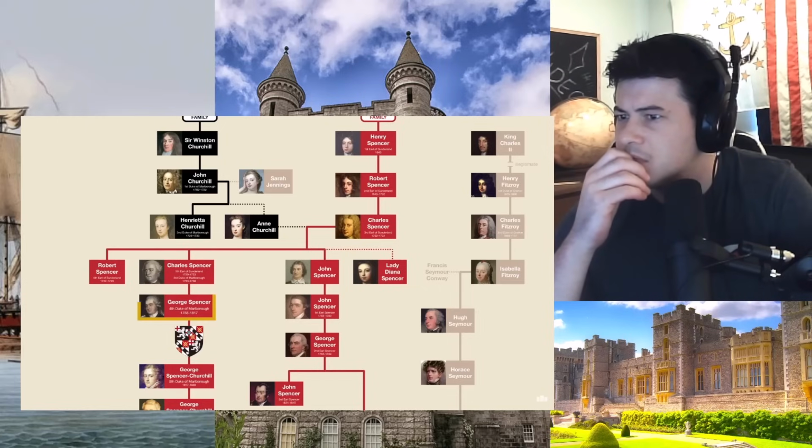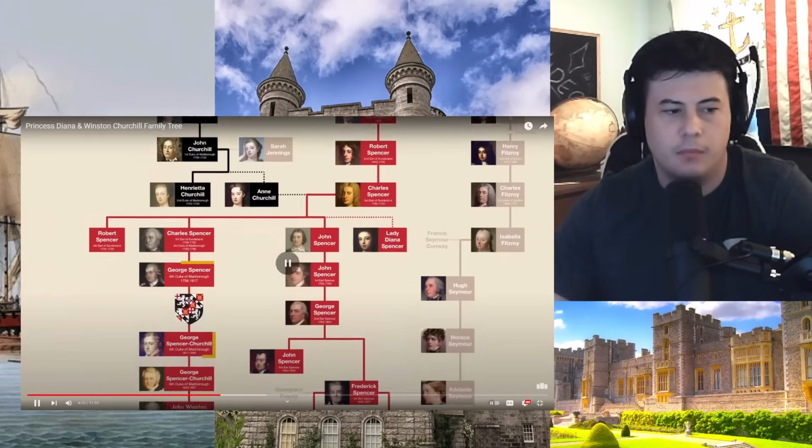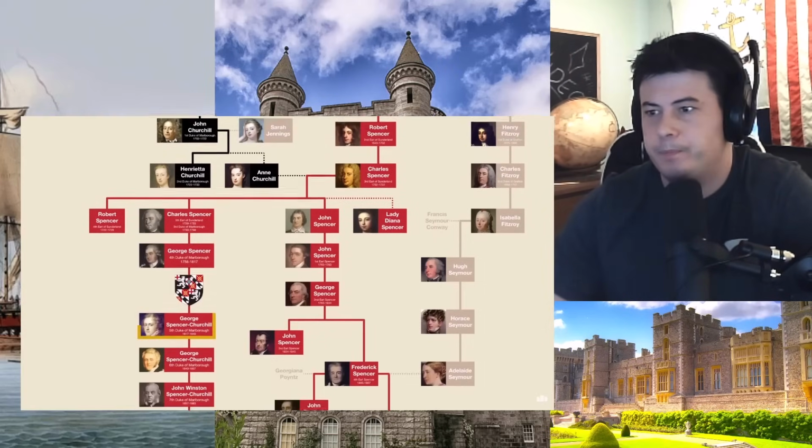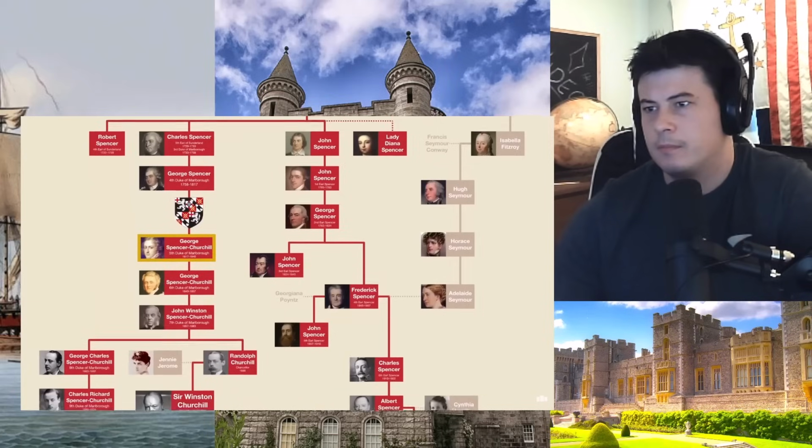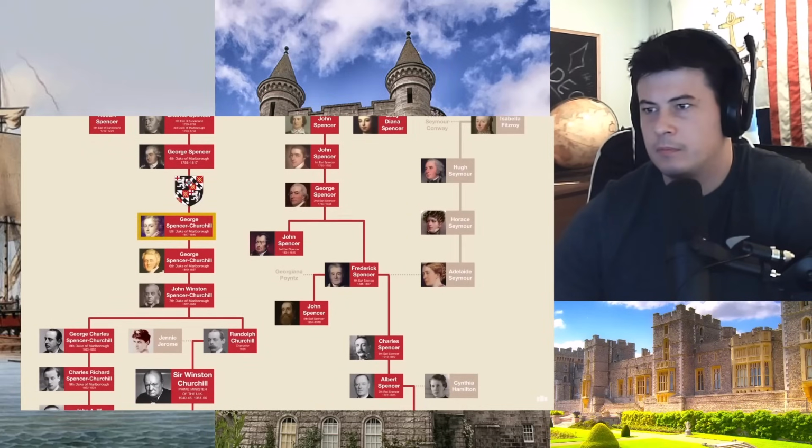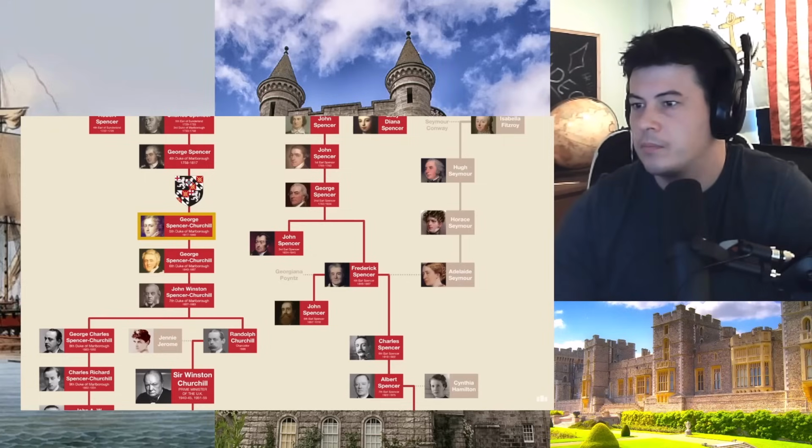His son George also became Lord Privy Seal, and then we come to his son George and the first instance of the name Spencer Churchill, since he wanted to highlight his connection to the famous 1st Duke. Likewise, he also combined the 2 families' crests into a single coat of arms.